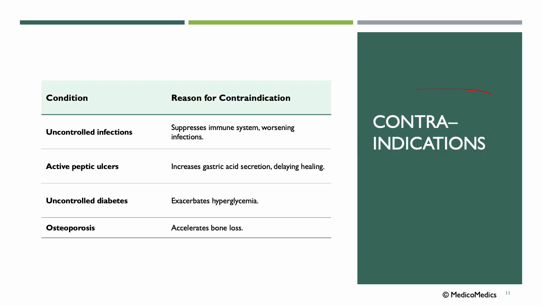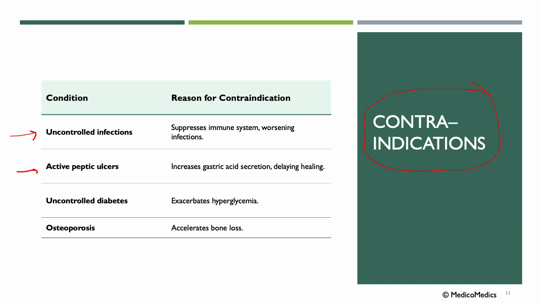Now then, what are some contraindications for corticosteroids? Well, they are contraindicated or used with caution in a lot of different conditions, and this is due to their systemic effects. In, for example, uncontrolled infections, they will suppress the immune system response, potentially, therefore, allowing the infection to actually worsen.